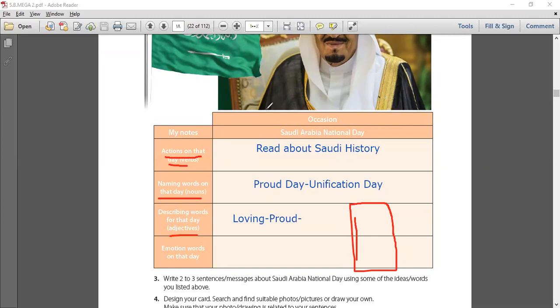Teacher, can I do it by my phone? Of course, you can use any device that you're comfortable with. Any device. Okay.